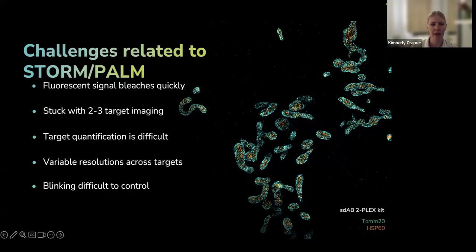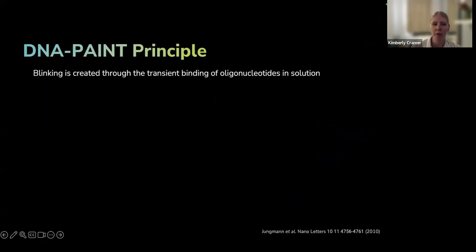difficulties of analysis, and your blinking can be difficult to control. With each dye, you need different imaging buffers or blinking buffers, and you have to negotiate these between dyes or photoactivatable fluorescent proteins. DNA paint is a method that mitigates or resolves these disadvantages, and that's because the blinking is not created through fixed dyes, it's created through the transient binding of oligonucleotides in solution.